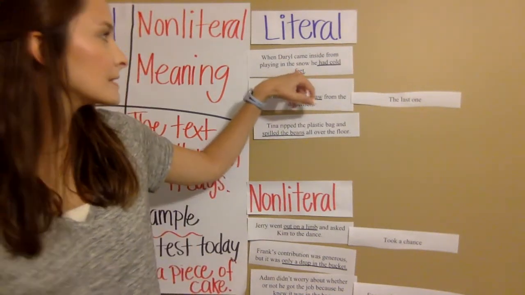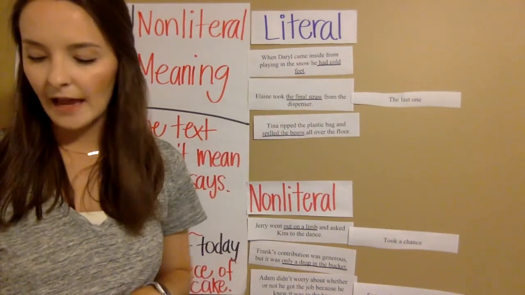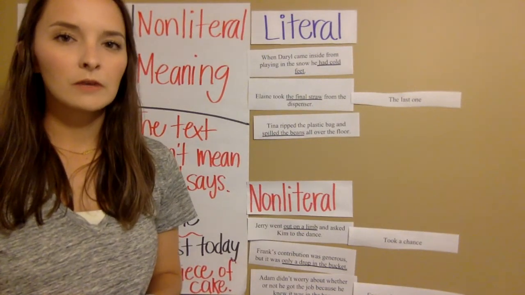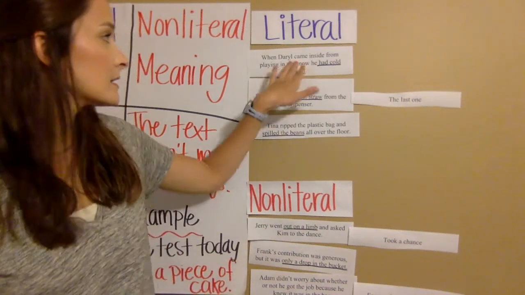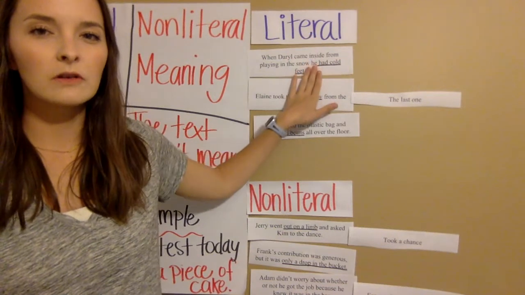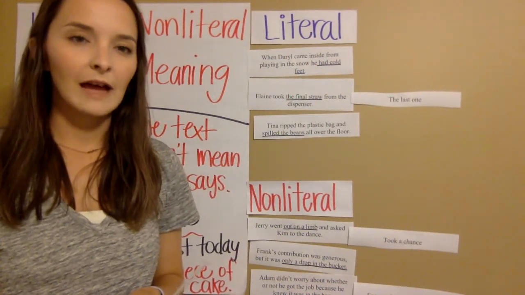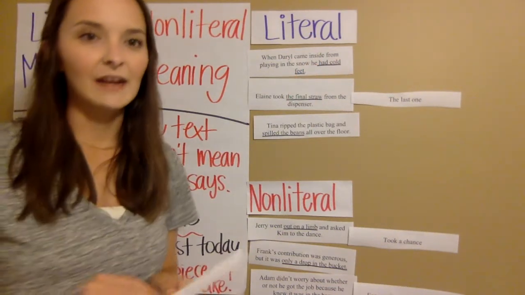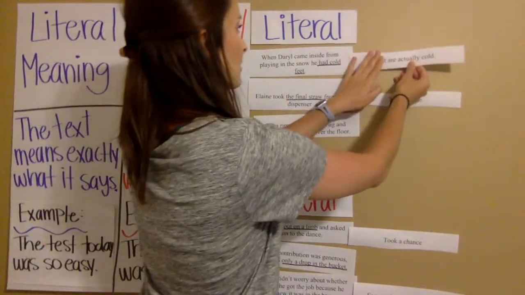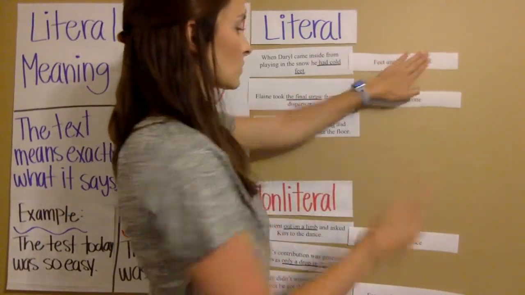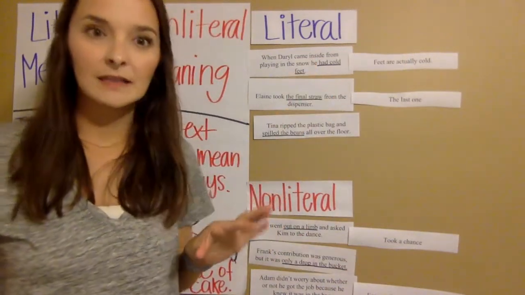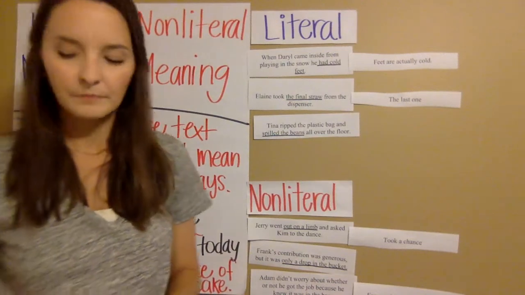All right, let's look at up here. When Daryl came inside from playing in the snow, he had cold feet. We already said that one clue was that he was in the snow, so he had cold feet, so that makes sense. We put it under literal, so does that mean that Daryl actually had cold feet or that he got nervous? Yeah, good. He actually got cold feet. If we would have sorted under non-literal, had cold feet means you get nervous about something. You're worried about something. All right?